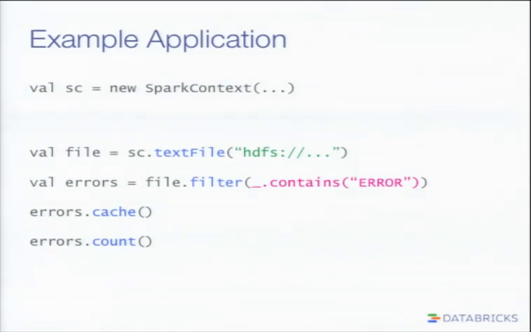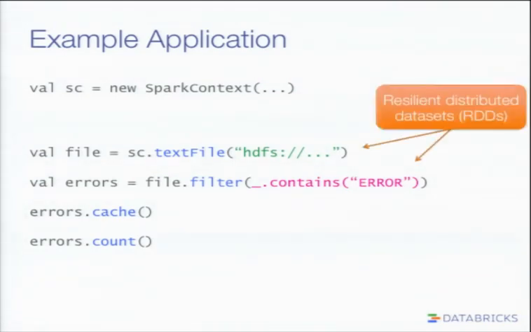So let's look at one very, very simple example application, which really just has a new Spark context and then runs a filter. In this example, there are 2 RDDs. The first one's file, and the second one's errors. And then there's an action, which is a count, which is supposed to trigger some job.